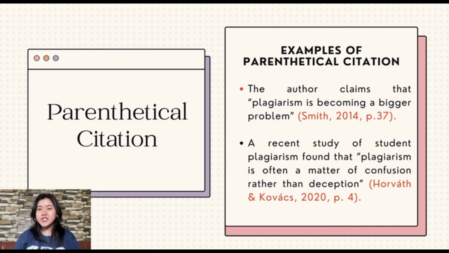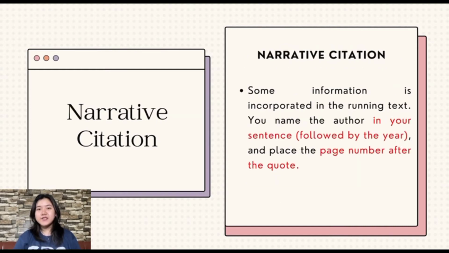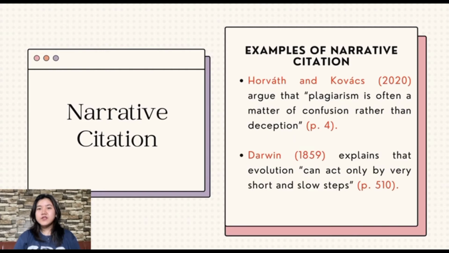So remember that citations should go in first before you put a period. Next, for narrative citations, some information is incorporated in the running text. So you name the author in your sentence, followed by the year in parentheses, and place the page number after the quote. So for the examples, you can see that unlike the parenthetical citation that holds the author's surname, year, and page number inside the parenthesis, narrative citations incorporate the author's name in the text. So author's surname, followed by the publication year inside the parenthesis, then the page number, also in parentheses, just before the period.